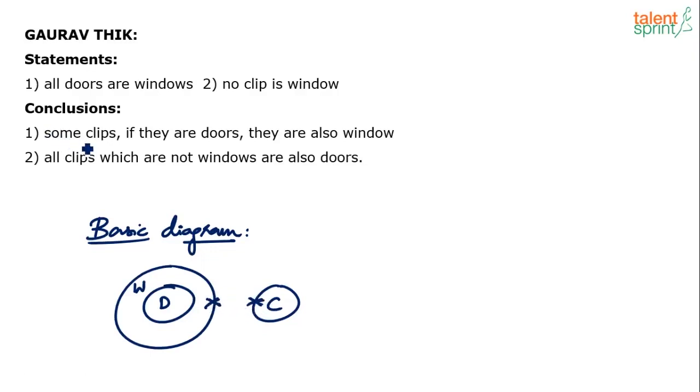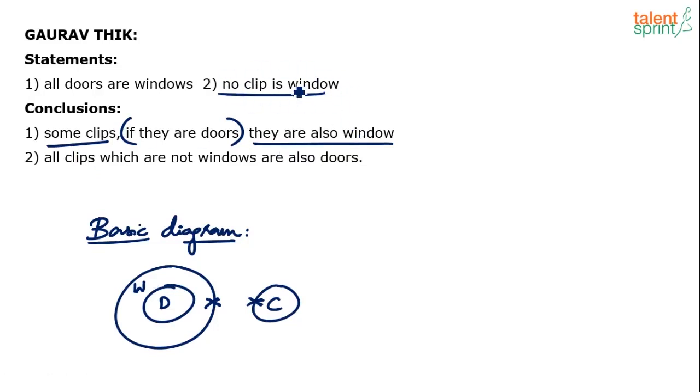Now, conclusion number 1: some clips, if they are doors, are also windows. No. Very clearly the statement says no clip is a window. So forget about this if clause. If they are doors, clips cannot be doors in the first place, as per the basic diagram. He says some clips, whatever condition, are also windows. Is it possible? Clips being windows? No. Very clearly the data says no clip is a window.